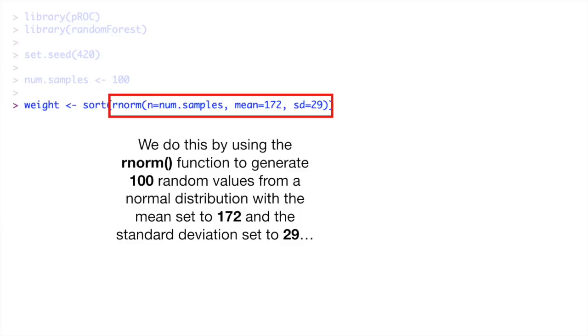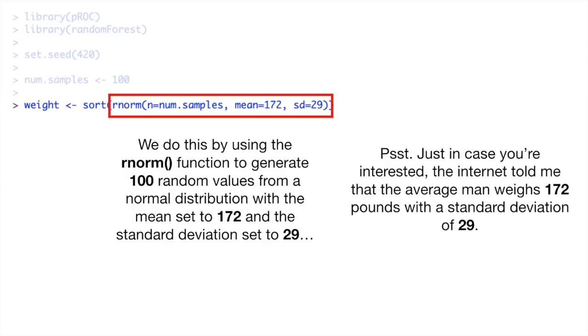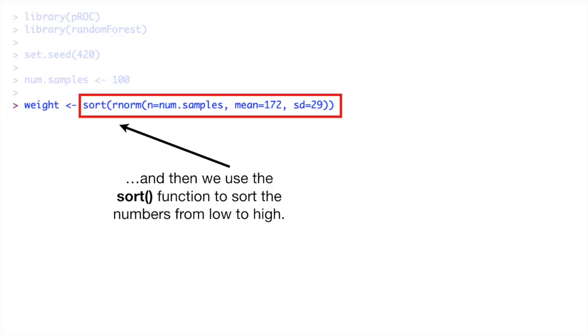We do this by using the rnorm function to generate 100 random values from a normal distribution with the mean set to 172 and the standard deviation set to 29. Psst, just in case you're interested, the internet told me that the average man weighs 172 pounds with a standard deviation of 29. And then we use the sort function to sort the numbers from low to high.